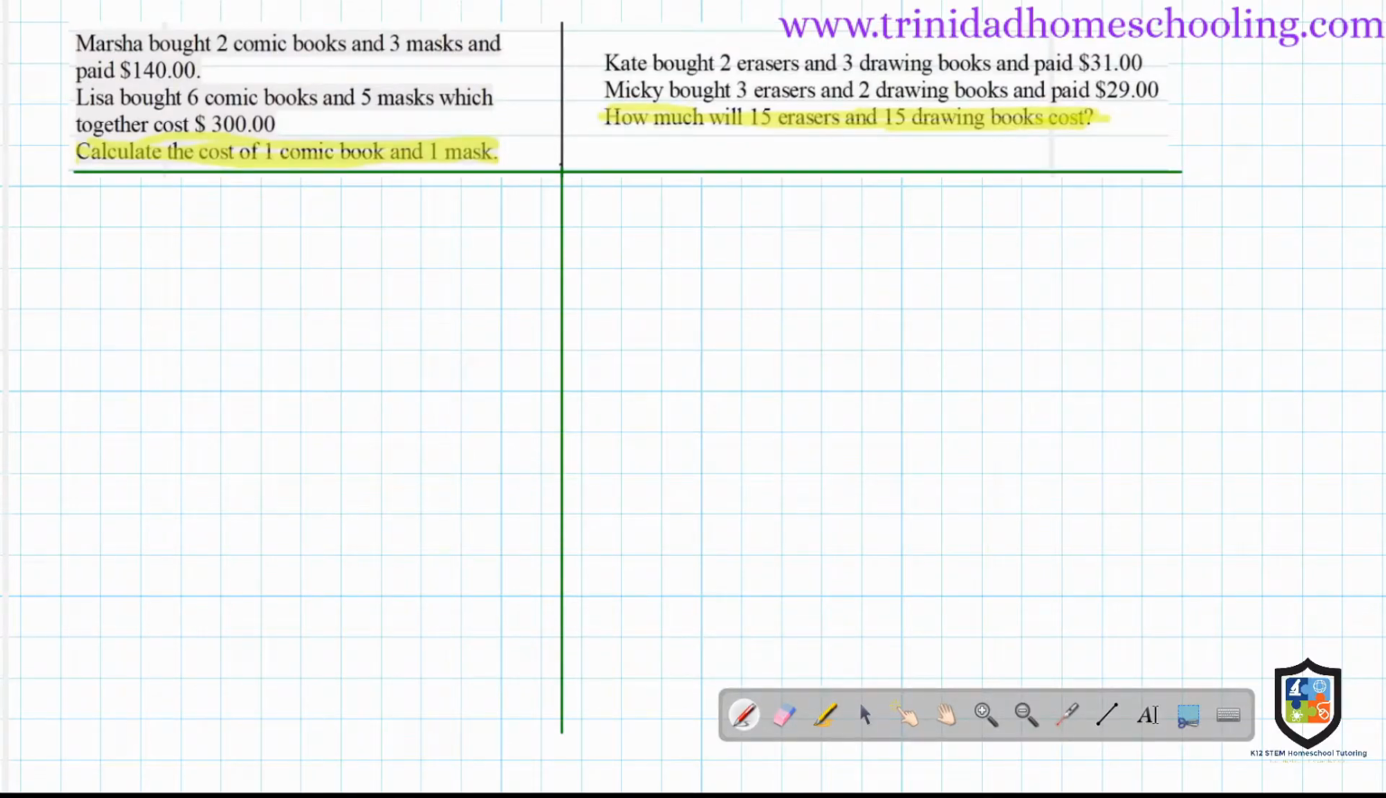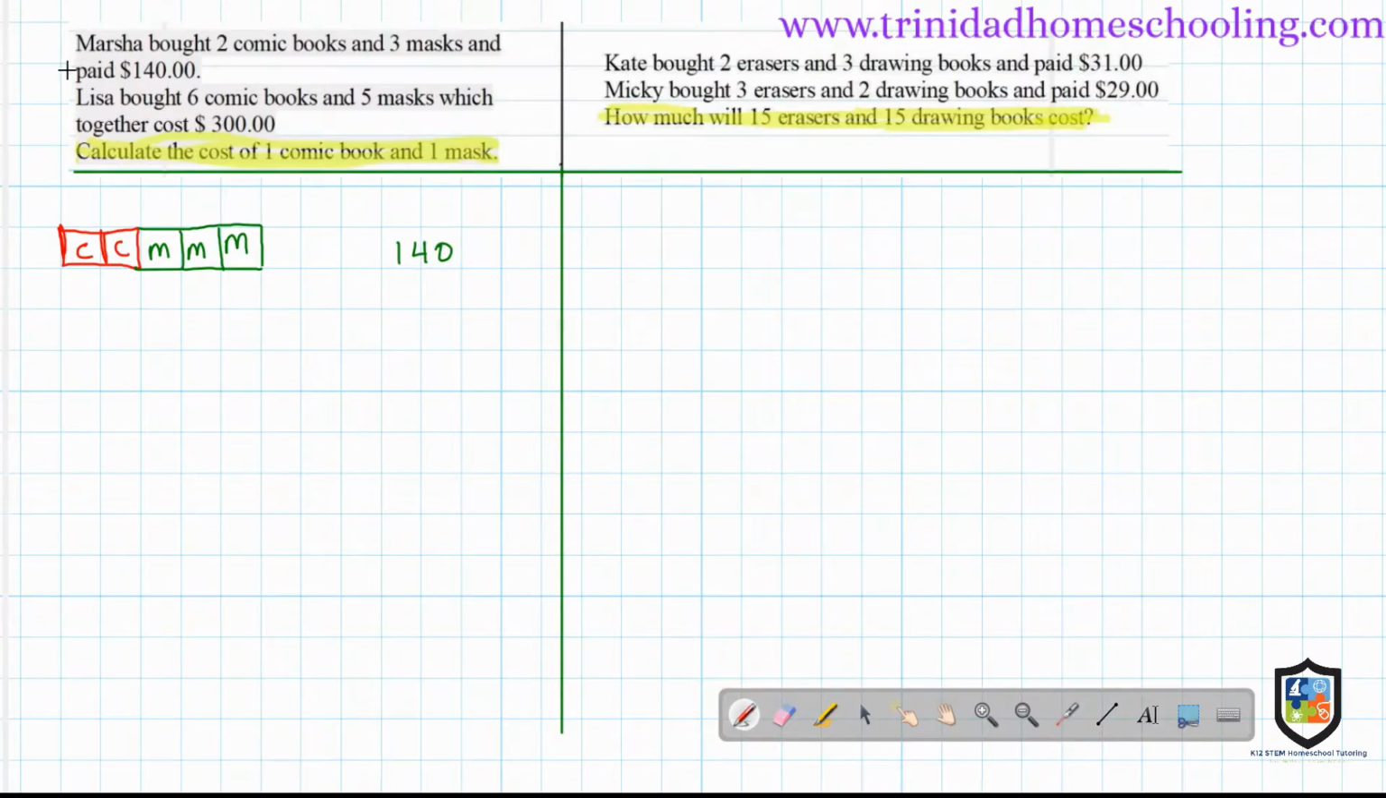So Marsha bought 2 comic books and 3 masks and paid $140. So let's model that. I'm going to use red here to represent comic books, right? So I have 2 comic books and 3 masks. So I'm going to use green for the masks, and I have 3 of them. Alright, so M for masks. And these together cost $140.